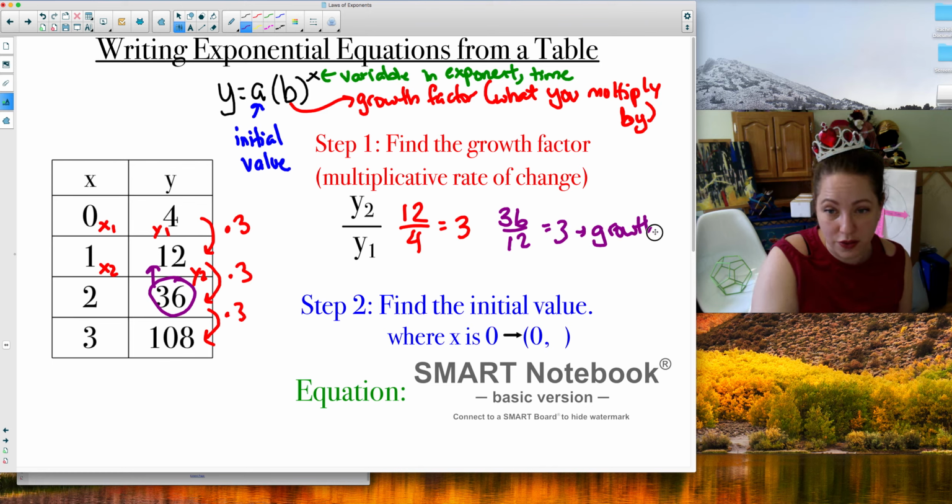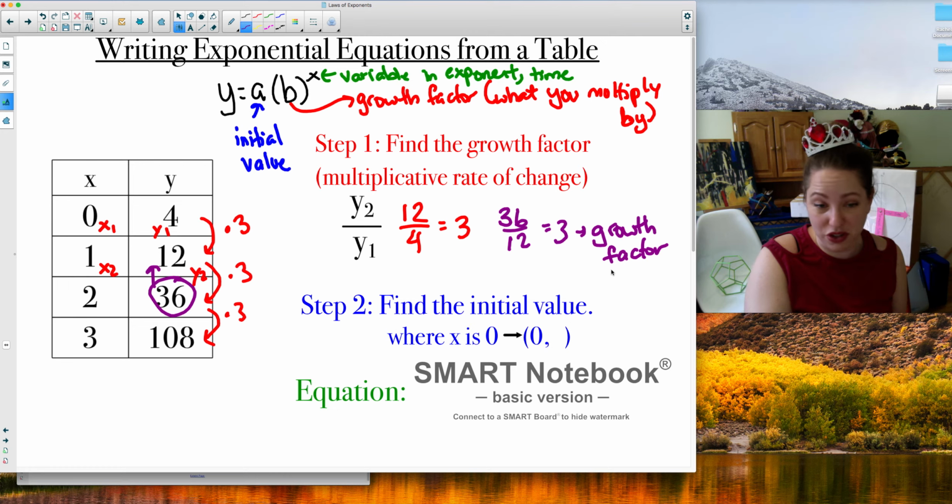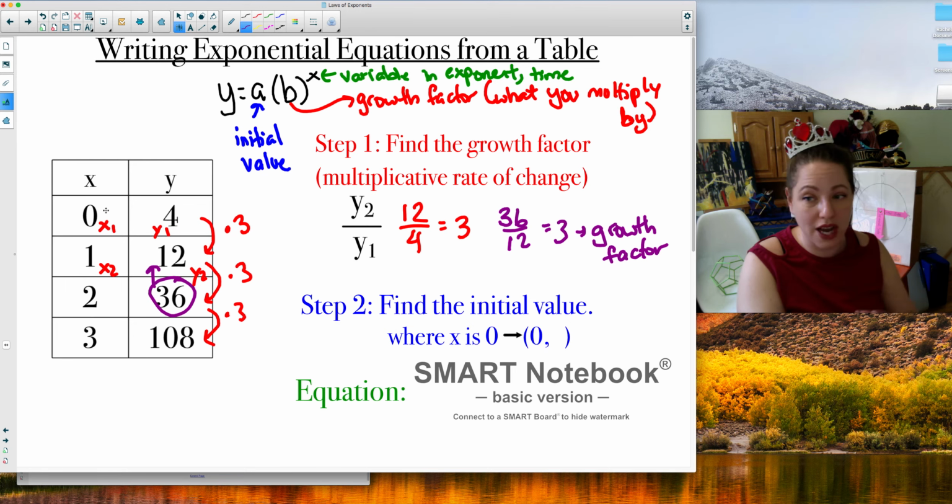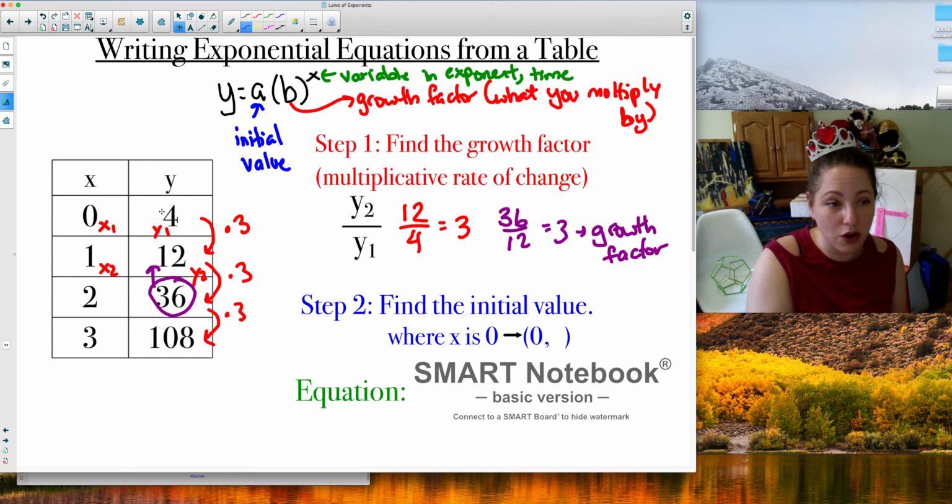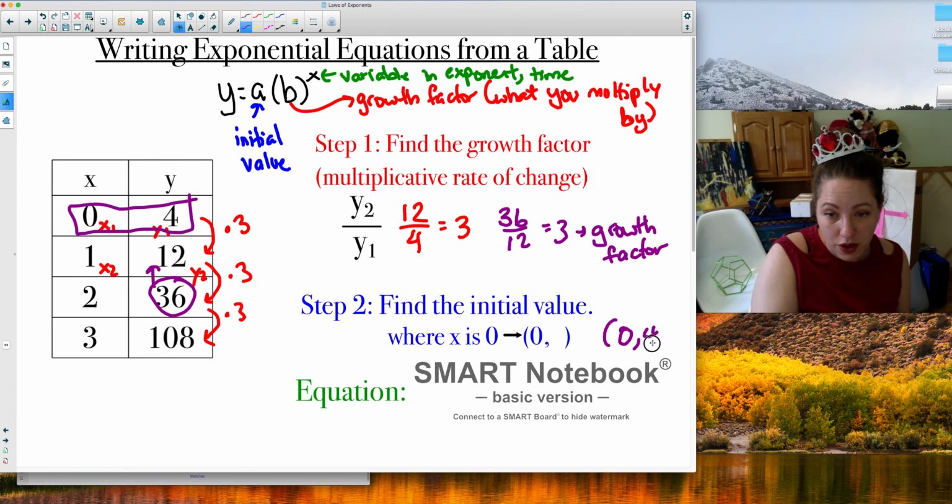That's the first thing. It's much quicker than when we're doing linear equations, right? Then I want to find the initial value. Sometimes it's super easy because the initial value is where you start, and that's when x is 0. That's at the beginning, right? When no time has passed. So when x is 0, my y is 4. So this right here, whenever x is 0, (0, 4), that means that my initial value is 4.